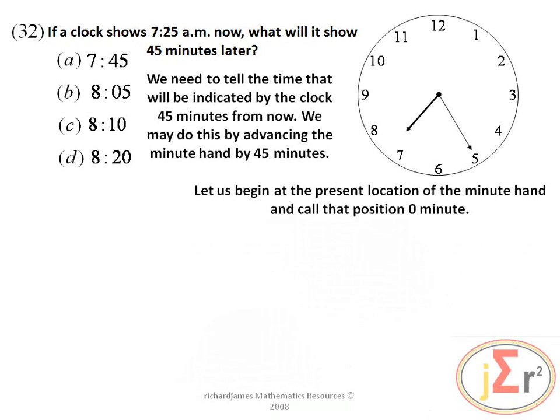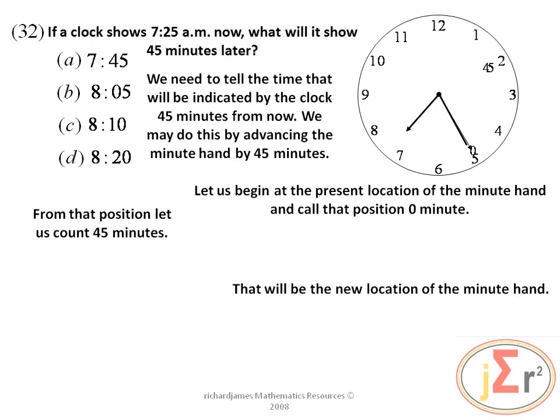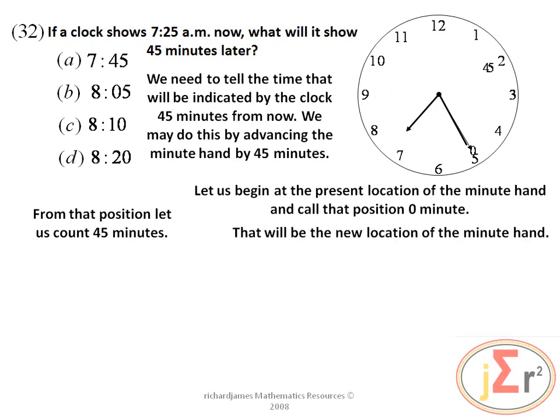So, let us begin at the present location of the minute hand and call that position 0 minute. So this is the present position of the minute hand, and we are going to call that 0 minute so that we can count 45 minutes in advancing the clock. From that position, let us count 45 minutes. 5, 10, 15, 20, 25, 30, 35, 40, 45. That's it, 45 minutes. That will be the new location of the minute hand.